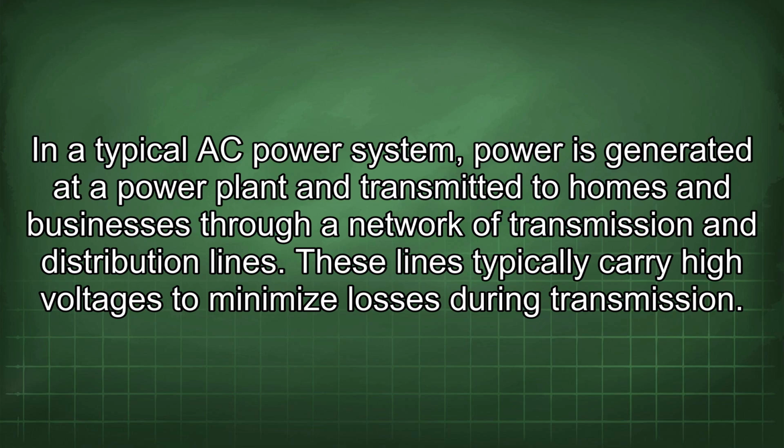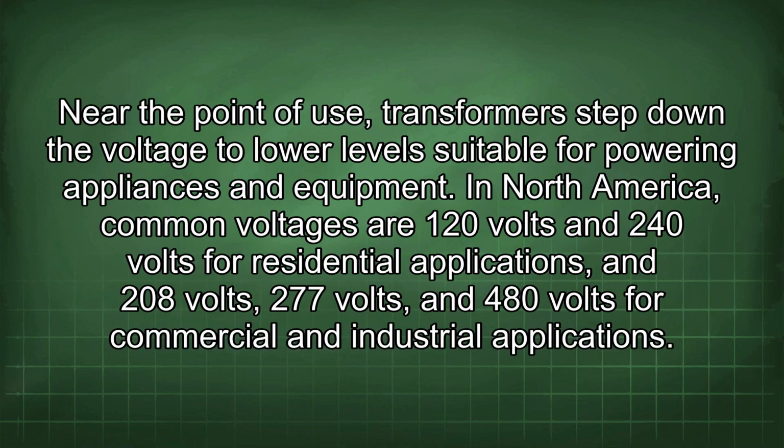These lines typically carry high voltages to minimize losses during transmission. Near the point of use, transformers step down the voltage to lower levels suitable for powering appliances and equipment. In North America, common voltages are 120 volts and 240 volts for residential applications, and 208 volts, 277 volts, and 480 volts for commercial and industrial applications.